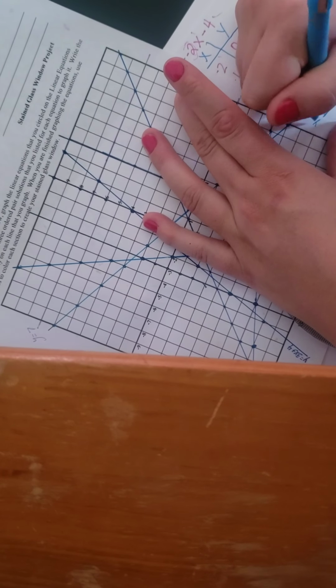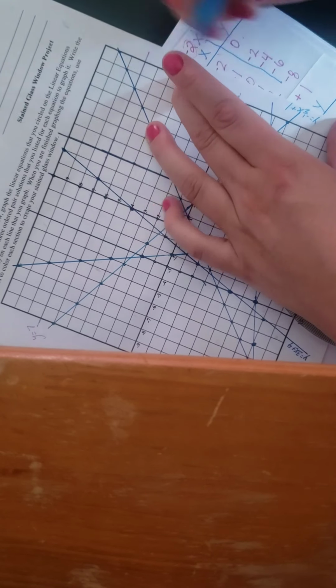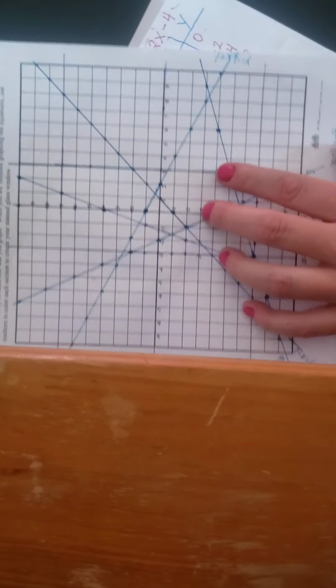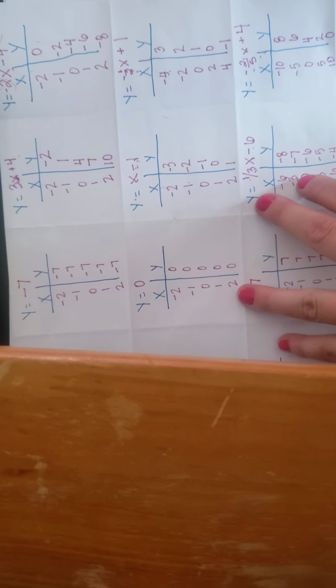And then again, labeling my line as it says in the instructions. And then one last equation, y equals -2/5 x plus 4. I'm just going to go ahead and plot those points.